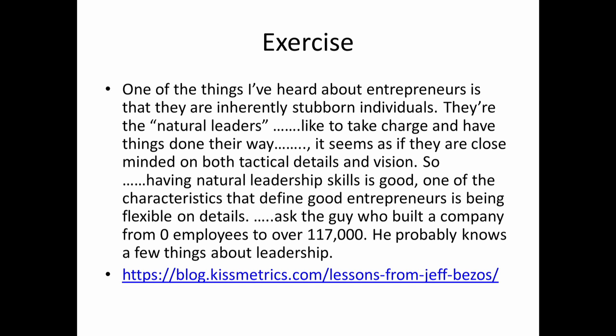So, they are the natural leaders who like to take charge and have things done their way. In this sense, it seems as if they are close minded on both tactical. So, while having natural leadership skills is good, one of the characteristics. And last one, just ask the guy who built a company from 0 employees to over 1,17,000.